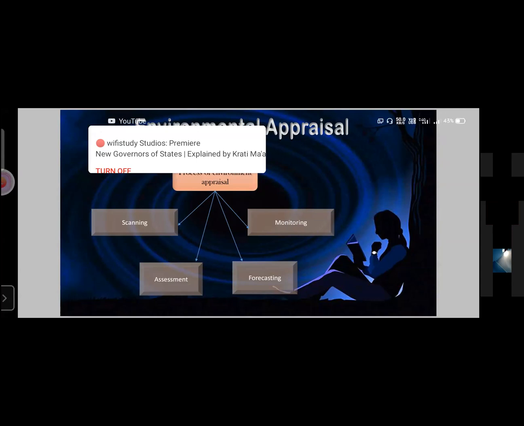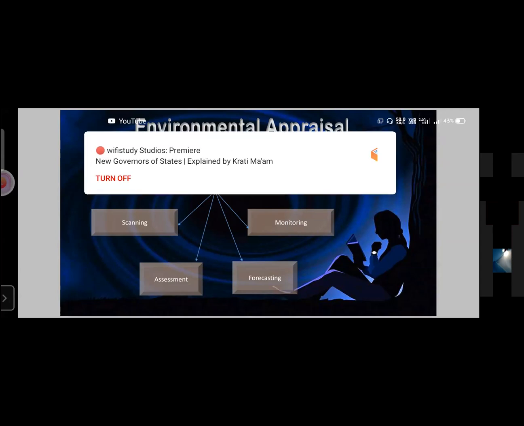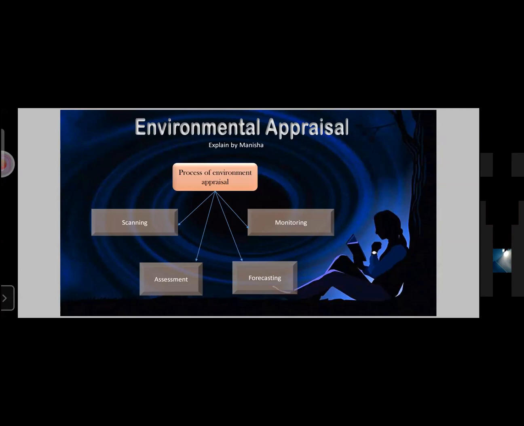Okay, I am telling you the name. Roll number 31. Who is this? Roll number 31. Yes, ma'am. Batch 2, roll number 31. Okay. Question to you is, what is forecasting?